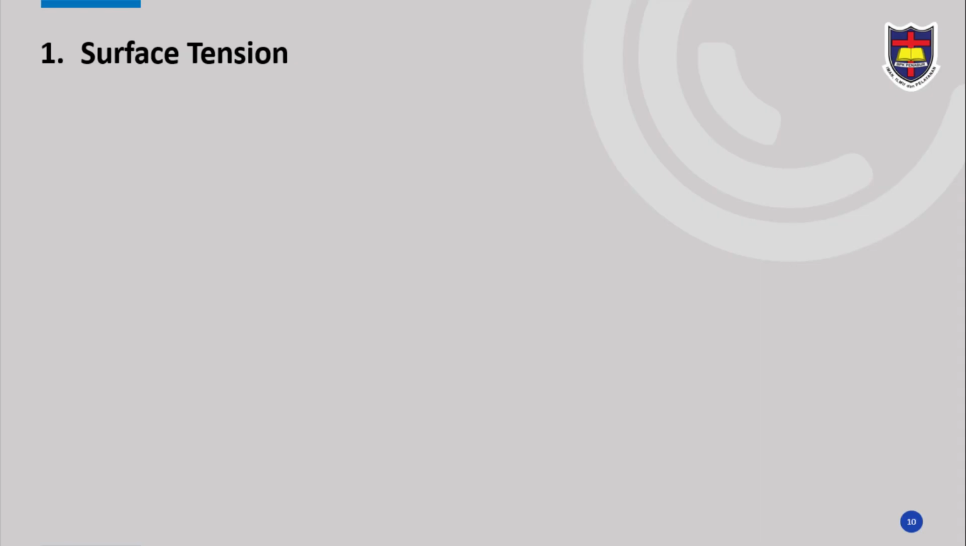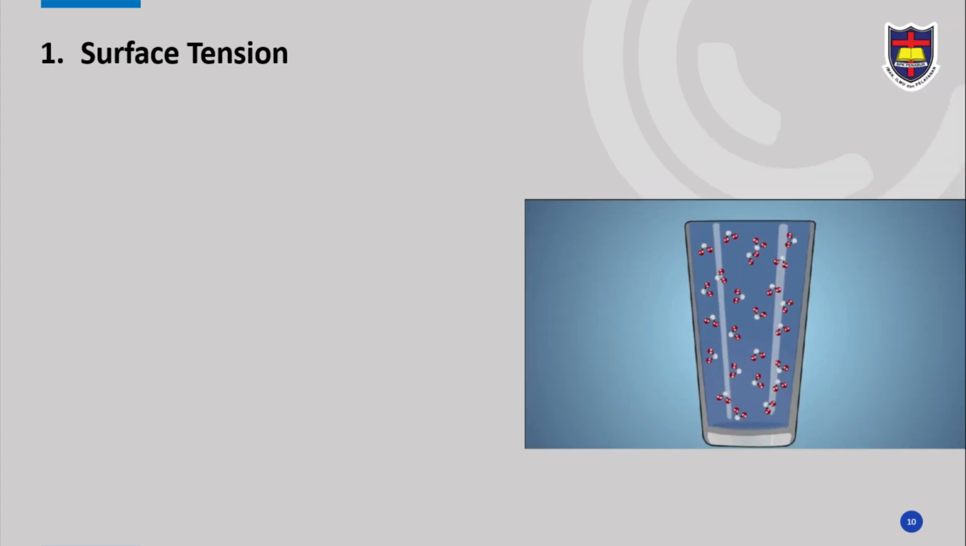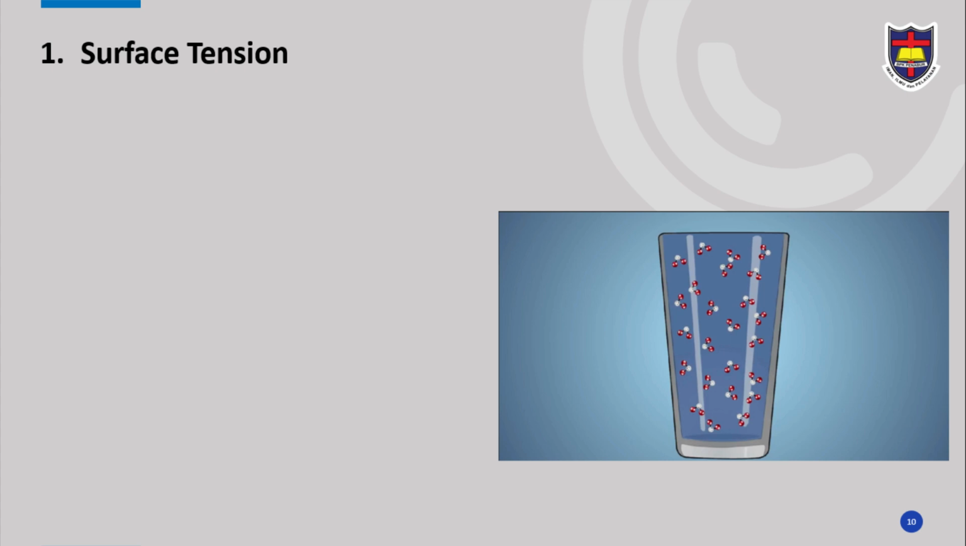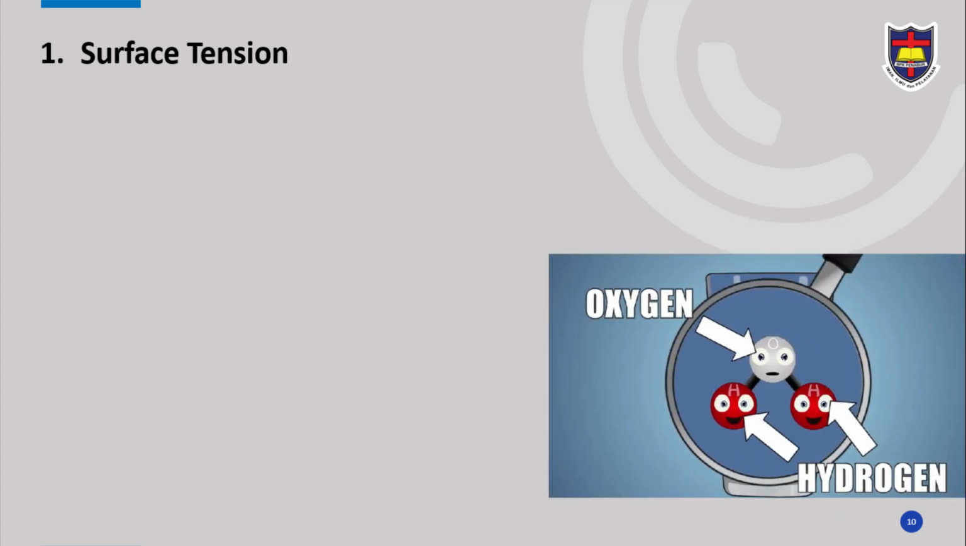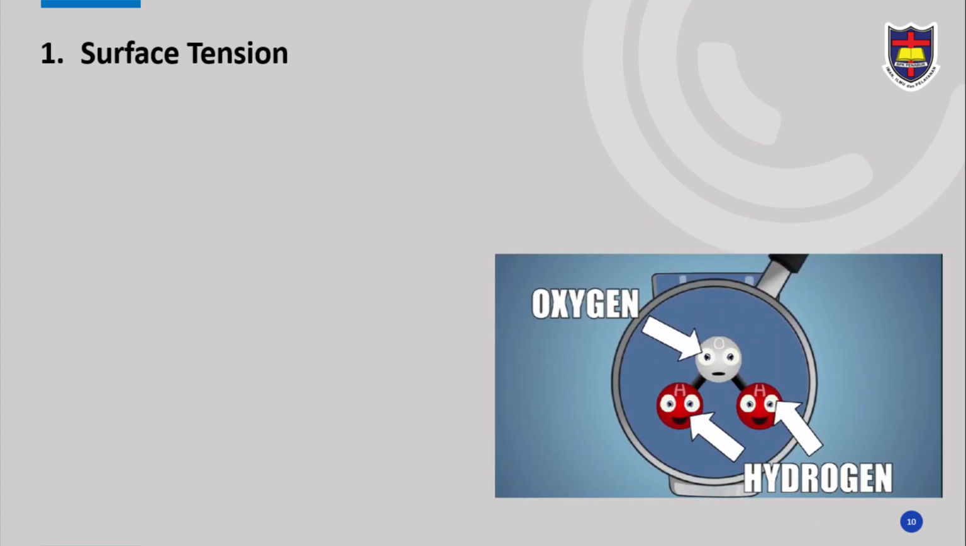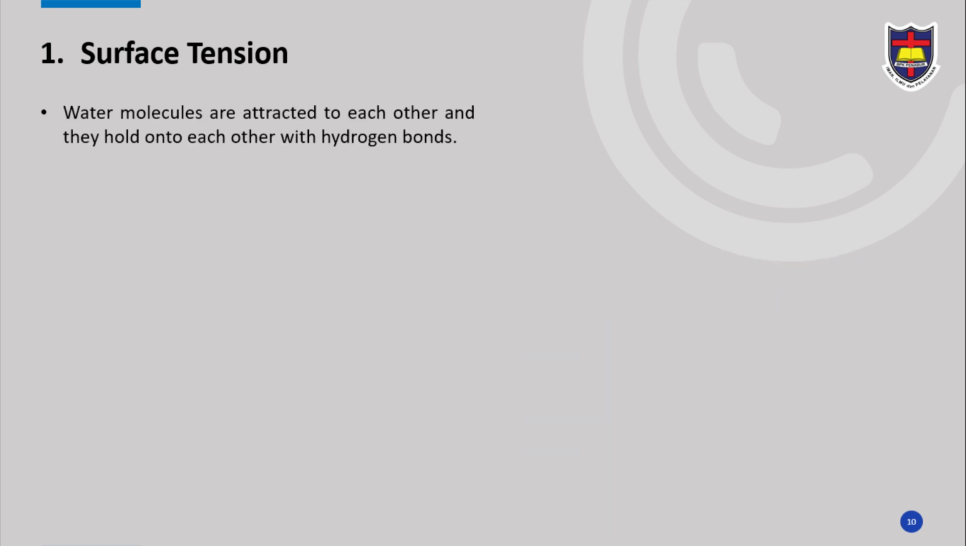Alright, a cup of water contains many molecules of water, right? And as you know, each molecule of water is made up of one oxygen atom and two hydrogen atoms. Water molecules are attracted to each other and they hold on to each other with hydrogen bonds.